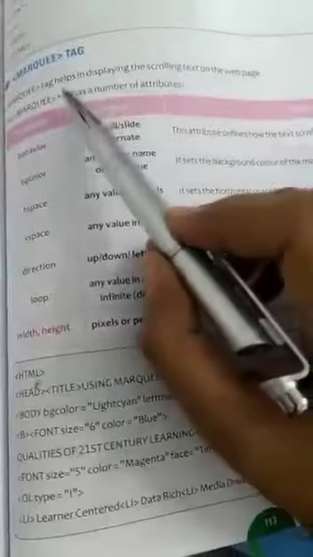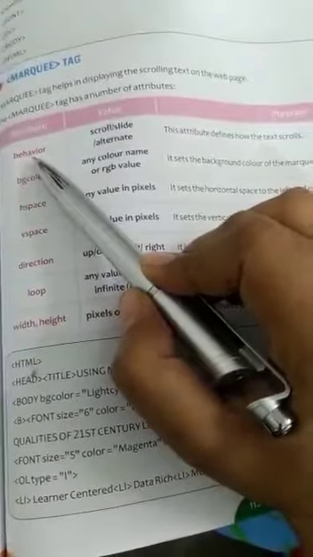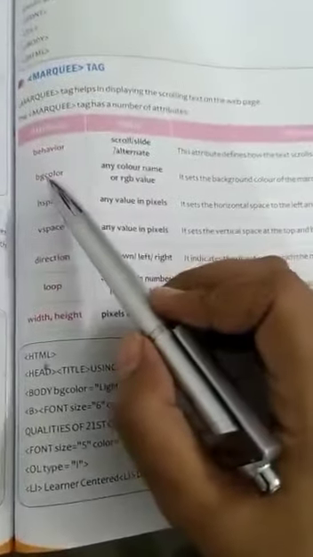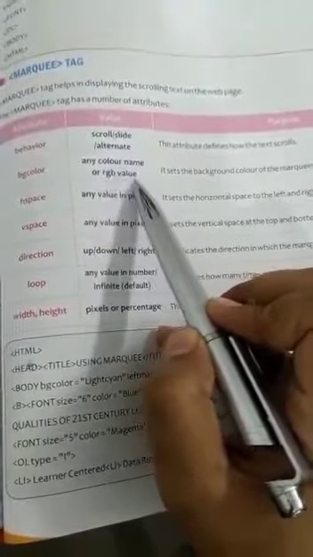So this text will remain the same, but it will scroll from left to right, right to left, depending upon the direction that you choose for that text to scroll on the page. The marquee tag has a number of attributes. First is behavior. It defines how the text will scroll, slide or alternate. BG color, any color name or RGB value. It sets the background color of the marquee.